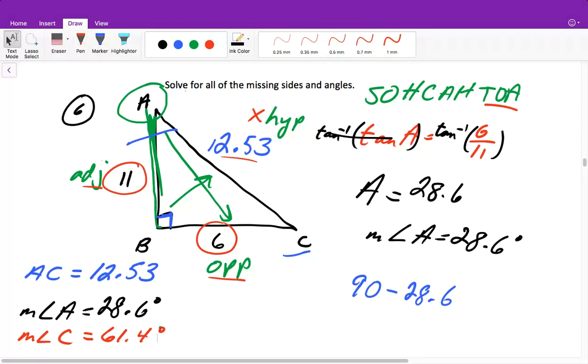Right, so you do not have to do your trig ratio for the other one. You can just solve by saying, well, I know these two have to add to 90. So if this is 28.6, the other one has to be 61.4. All right, moving on to the next question.